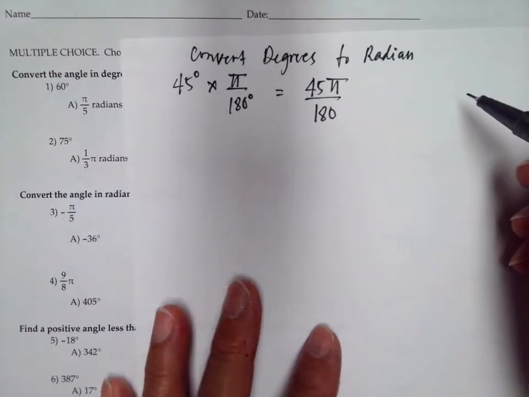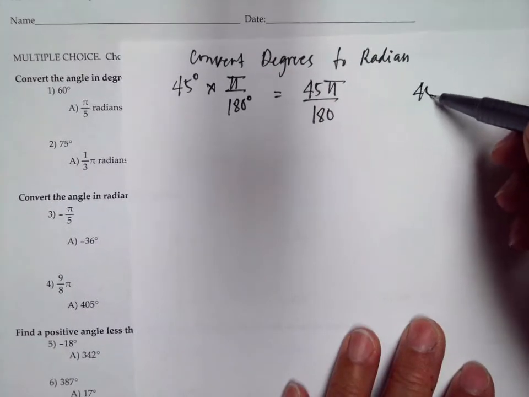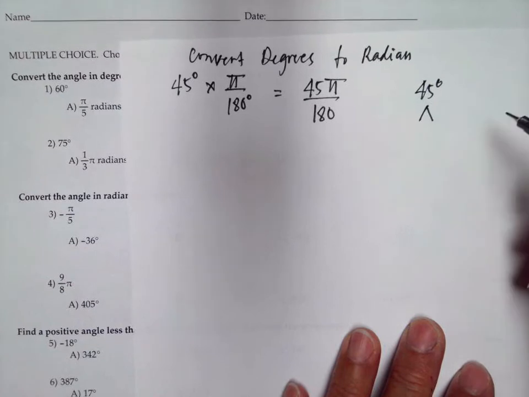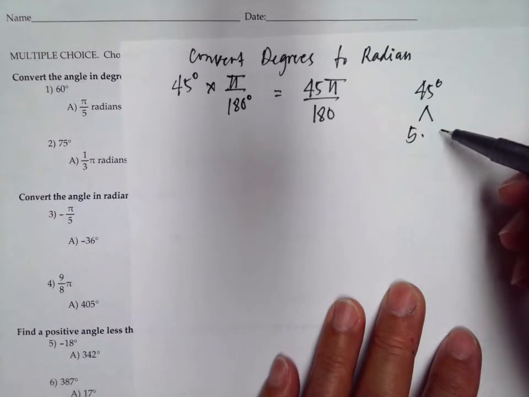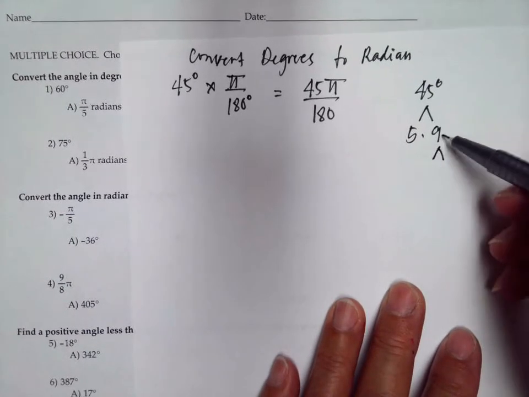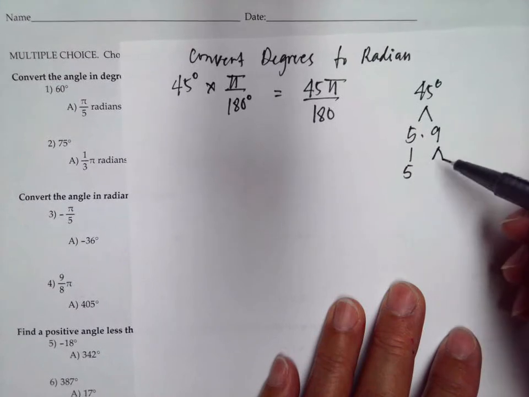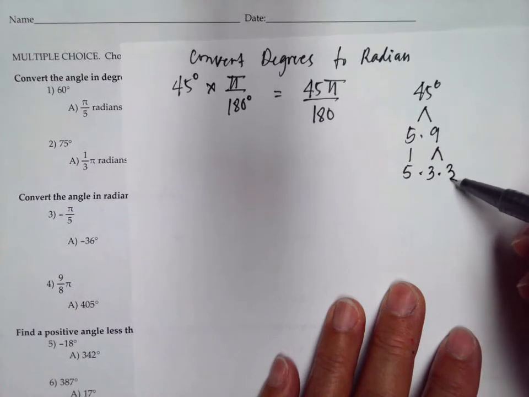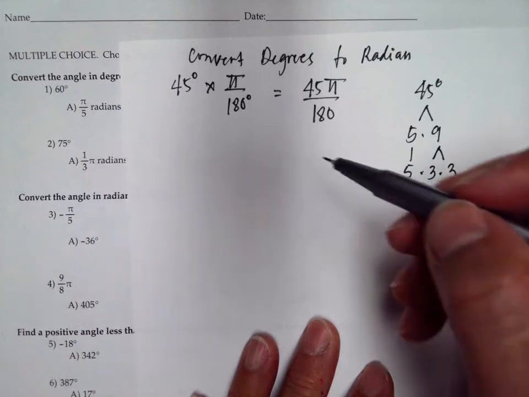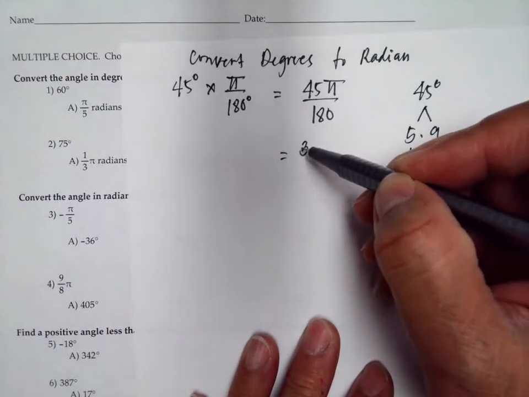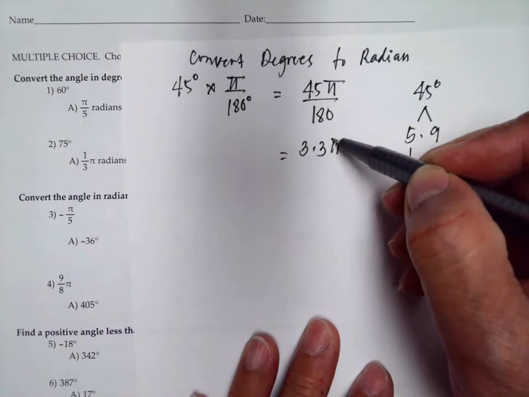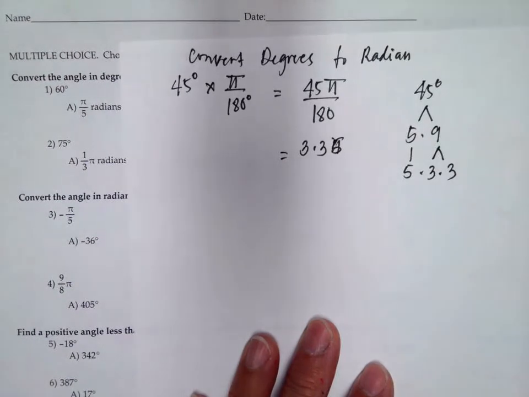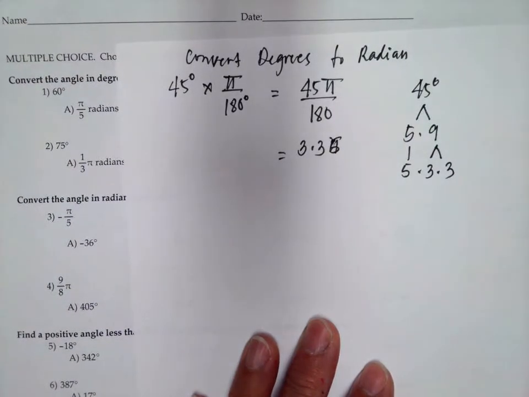Then you will do the factors of 45. Factors of 45 is 5 and 9, and factors of 9 is 3 and 3. So the factors are 2 3s and 1 5. So we have 3 multiplied by 3 and 5, pi.